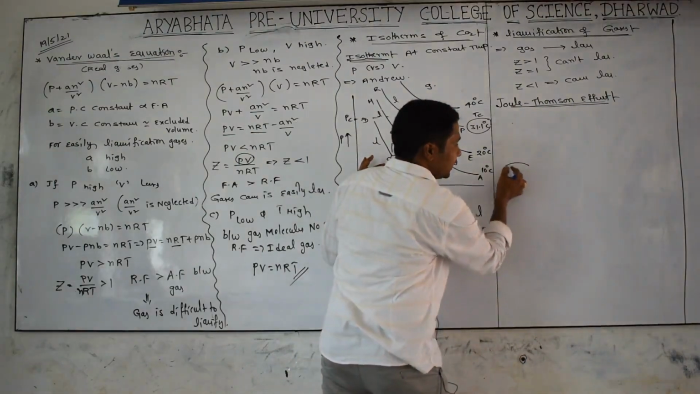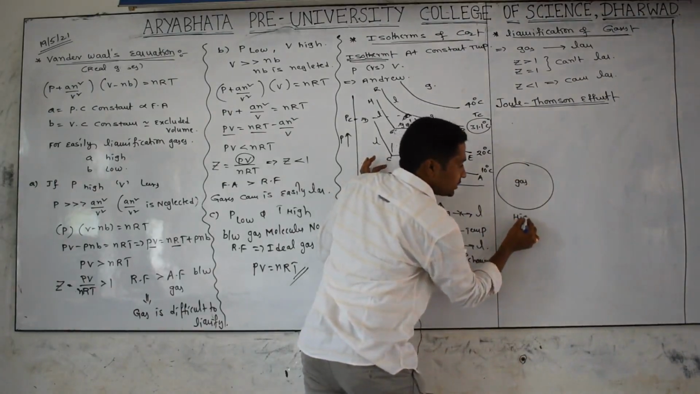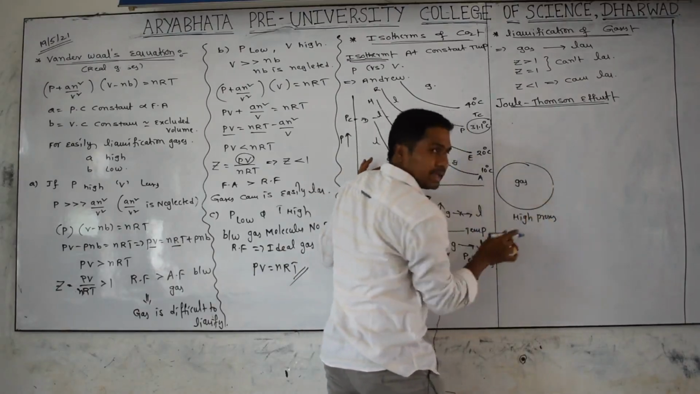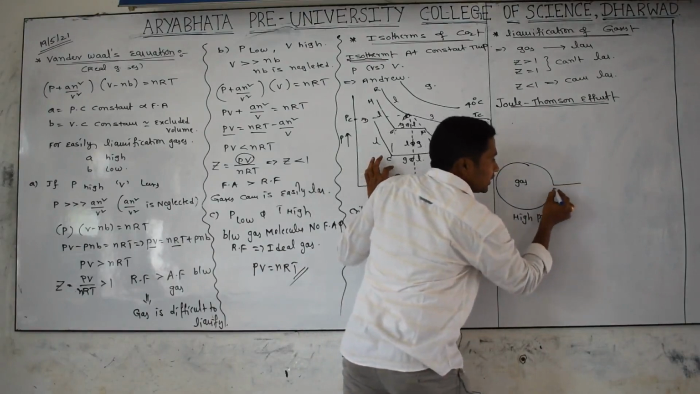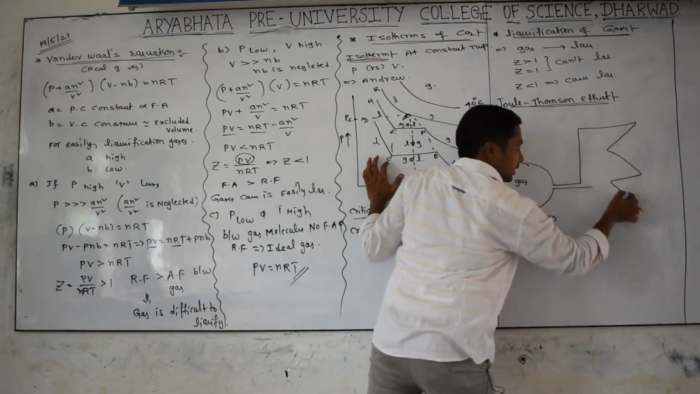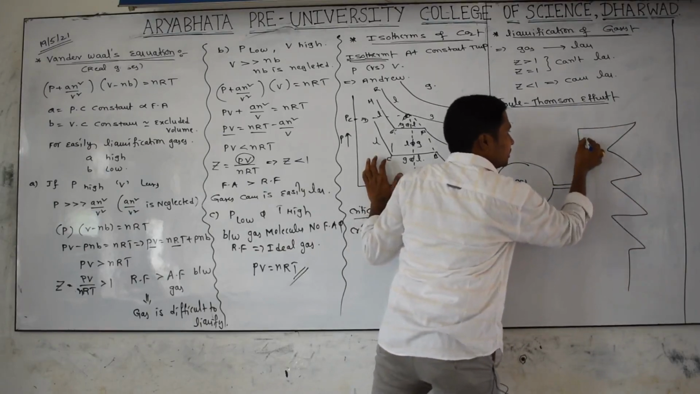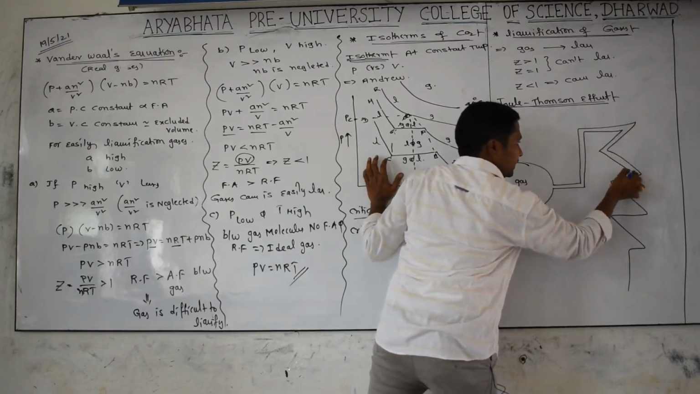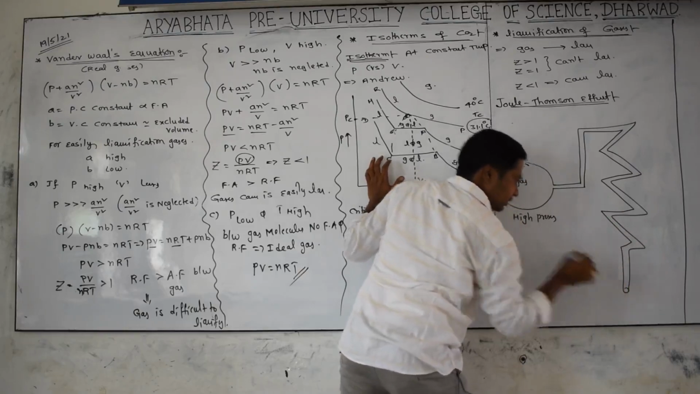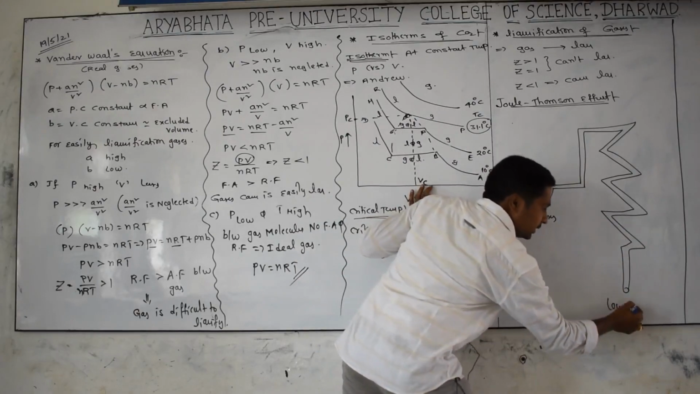First of all, he took one vessel. In that vessel he took a gas at high pressure conditions. He took a very small hole and a very narrow tube, a lengthy narrow tube like this. The diameter of the tube is very small and the tube is long. Now he is sending gas from the high pressure region to the low pressure region.